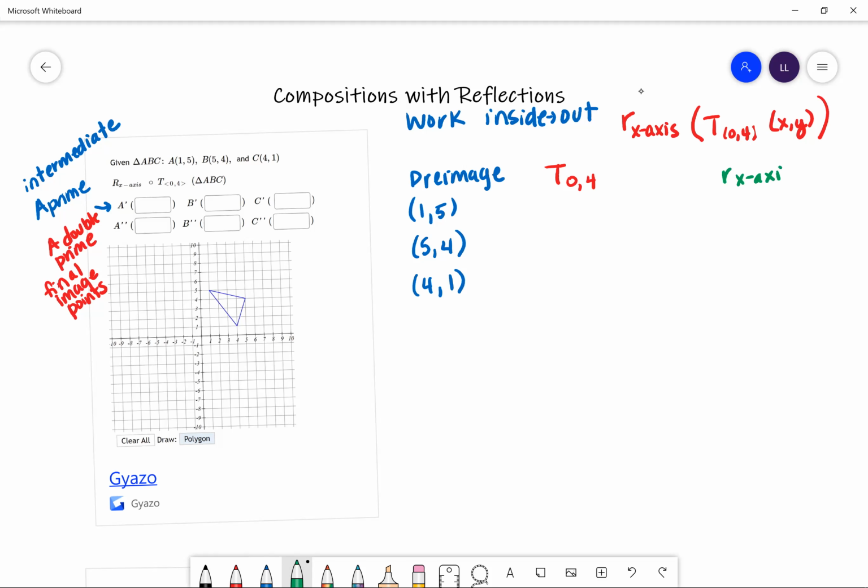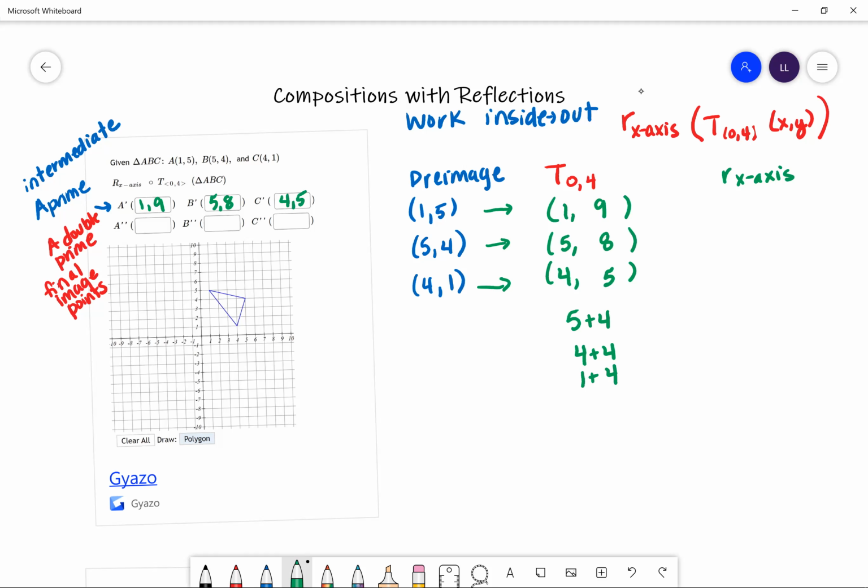Okay. So let's go. That means we are going to do nothing to the x coordinates. The x coordinates stay the same because that 0 means we didn't do anything to it. But the y coordinates, we're going to add 4 to all the y coordinates. So 5 plus 4 is 9, 4 plus 4 is 8, and 1 plus 4 is 5. Okay? So those are my points that go here: (1, 9), (5, 8), and (4, 5). There you go.